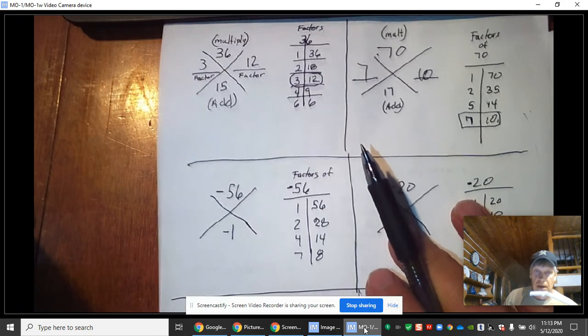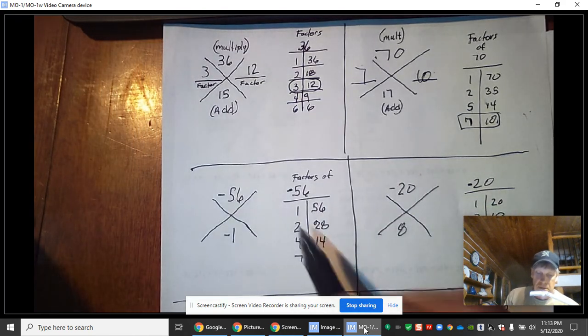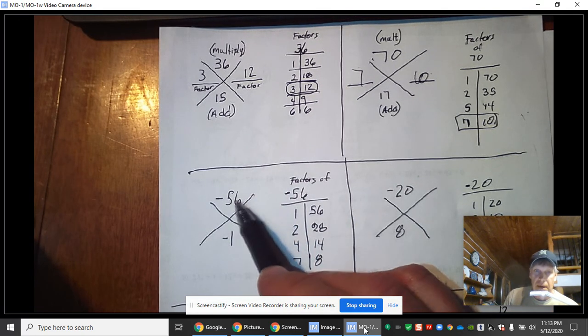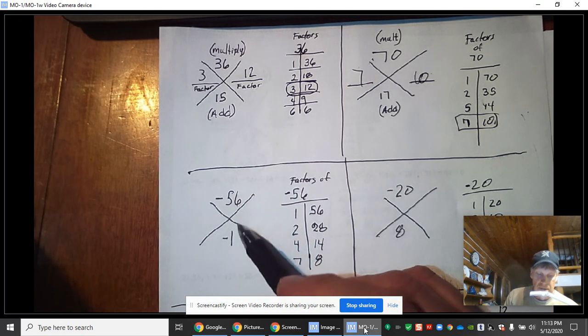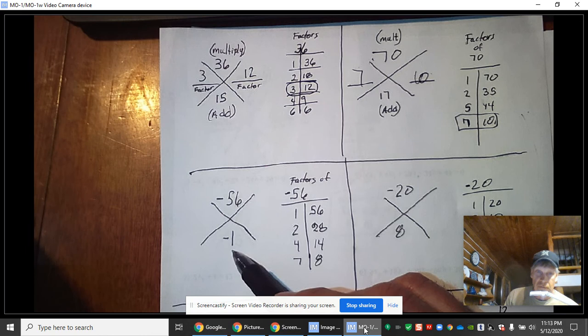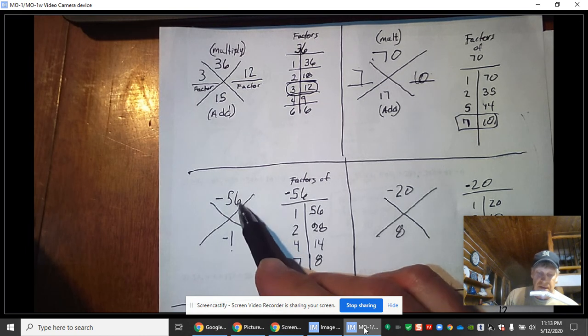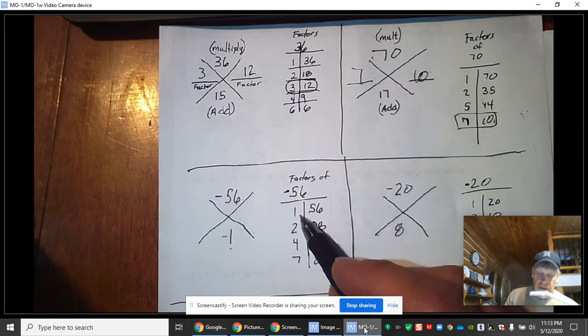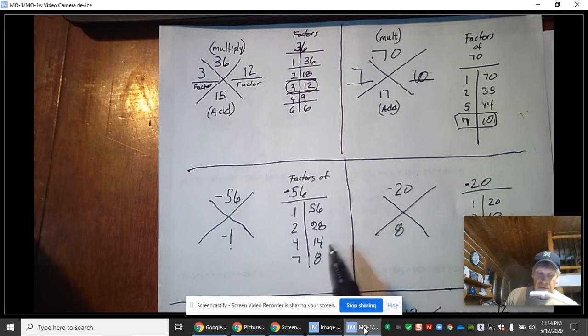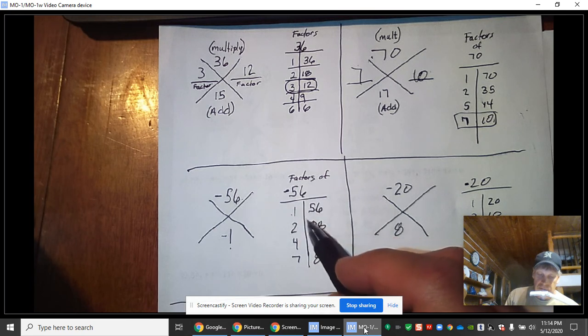All right, now they're going to throw in negatives. So I have to find my factors that multiply to negative 56 but add to negative 1. If the product is negative, I know that one is going to be negative and one is going to be positive. So you have to be careful here.